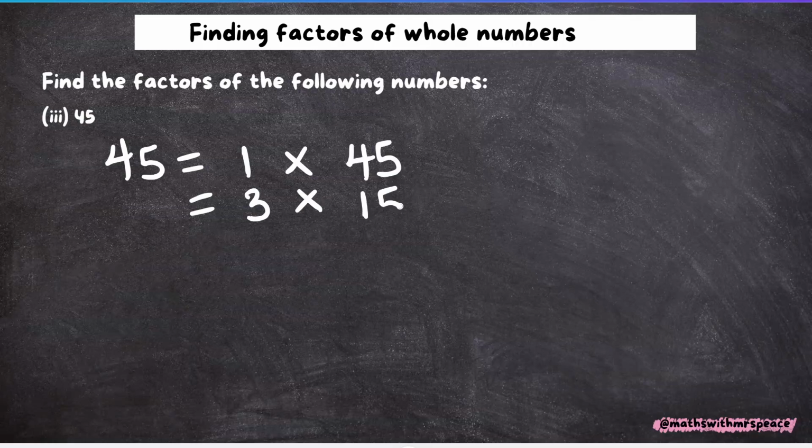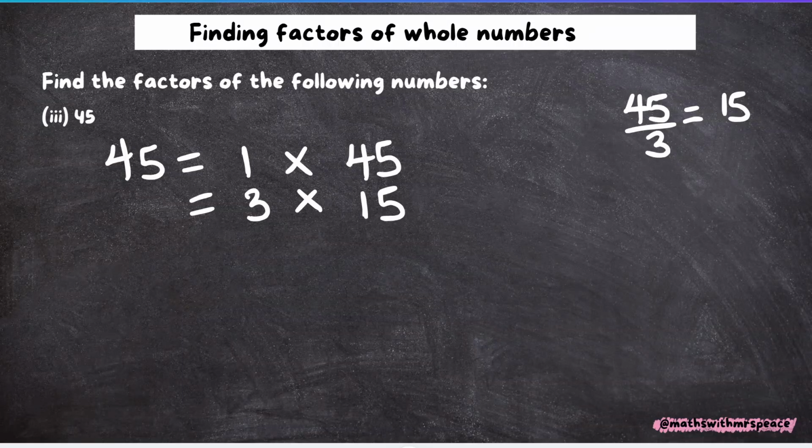times 15. And like I always said, if you don't know this by heart, feel free to try the number on the side. You can even try 45 divided by 2, but there's no point, it's an odd number. But if you do 45 divided by 3, you find that you're going to get 15.